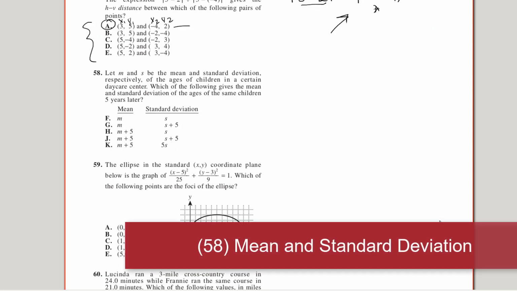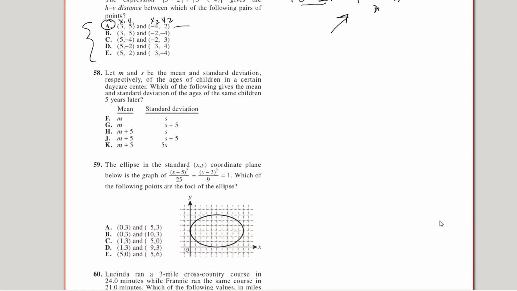Question 58 says, let M and S be the mean and standard deviation, respectively, of the ages of children in a certain daycare center. Which of the following gives the mean and standard deviation of the ages of the same children 5 years later? So let's think about this.